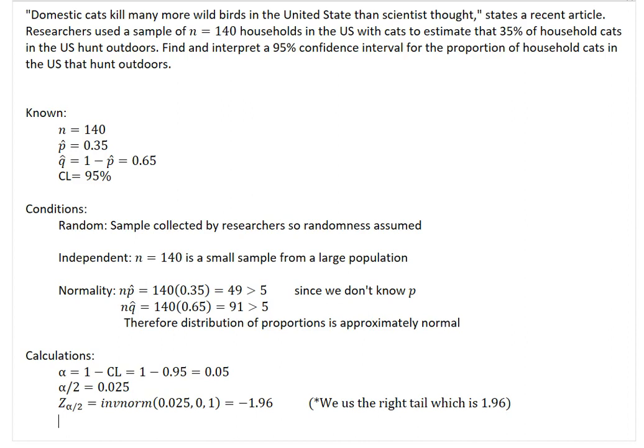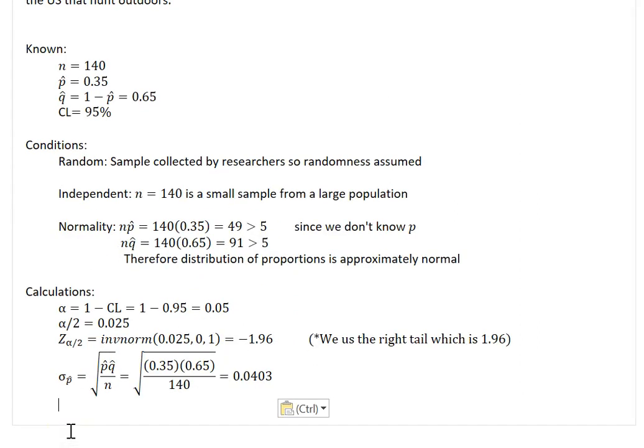Okay, the next thing that I need is the standard deviation for the distribution of proportions, for this normal distribution of proportional values. So I need to find my standard error. That is the standard deviation of means, the standard deviation of proportions. Here we're using a proportion, P hat. So I need sigma of P hat, which follows this formula. If I plug everything in, I get 0.0403.